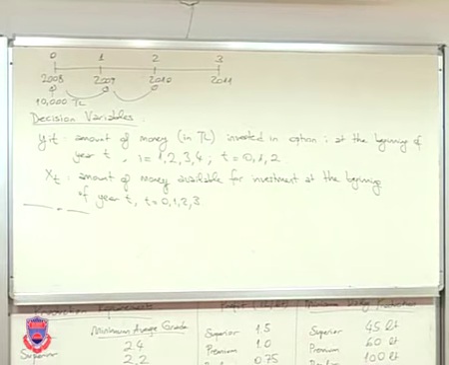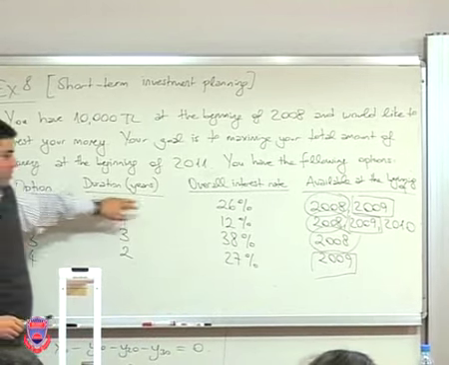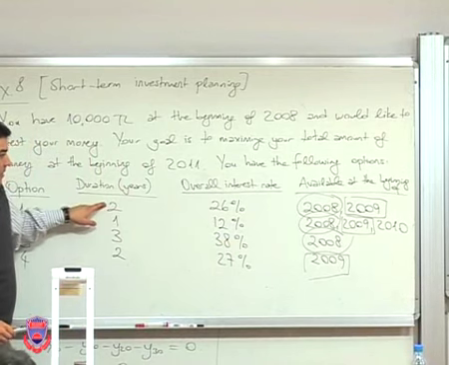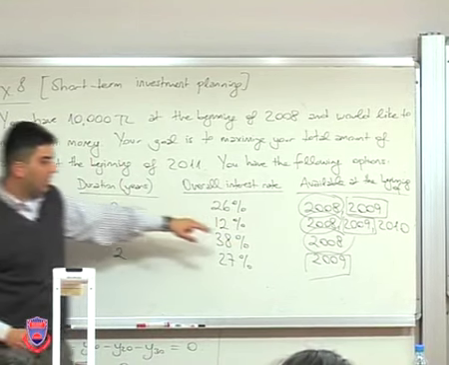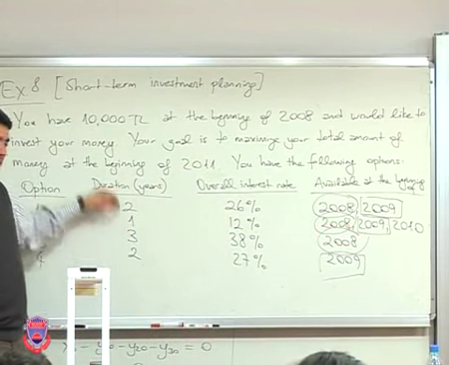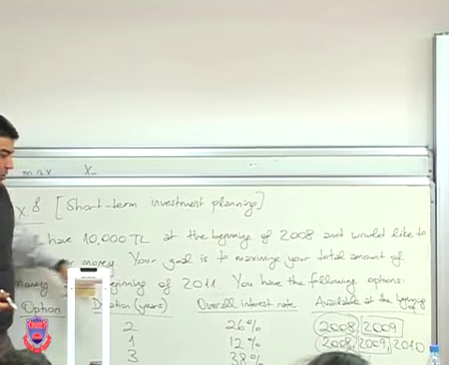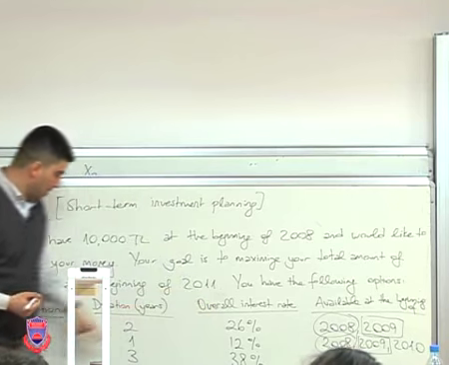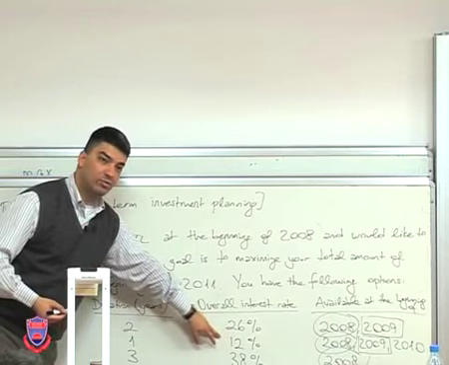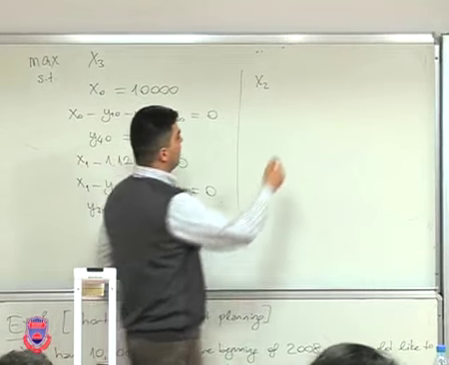If I go back to my table again, I have to look for 2-year options that were available in 2008. I have this one, and that's it. Then I have to look at 1-year options that are available in 2009. I have only this one. So I'm going to have 2 returns, basically. What are those returns? Well, whatever I invested in option 1 at time 0 will return with a 26% interest rate, and whatever I invested in option 2 at time 1 will return with 12%. So I need to write them out. So x2 will be equal to what?